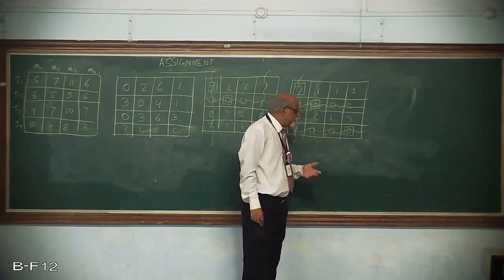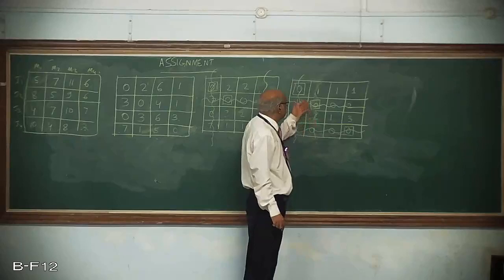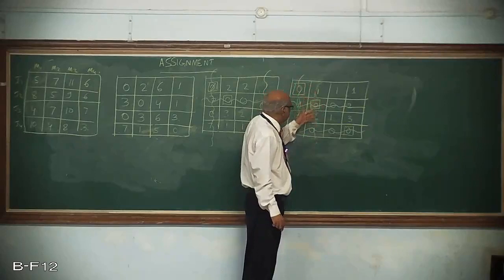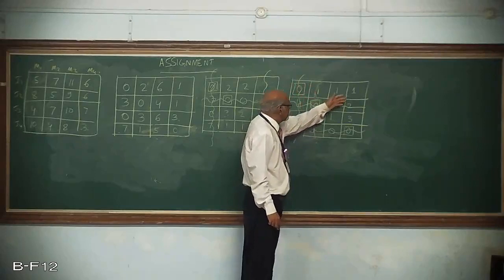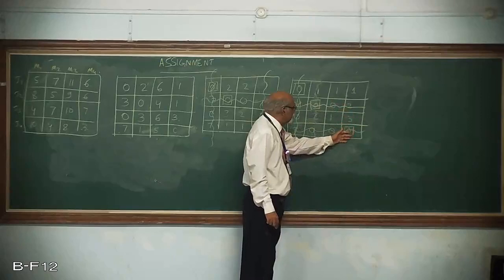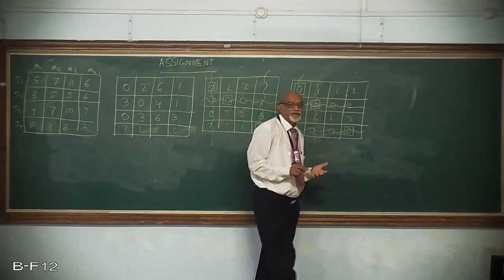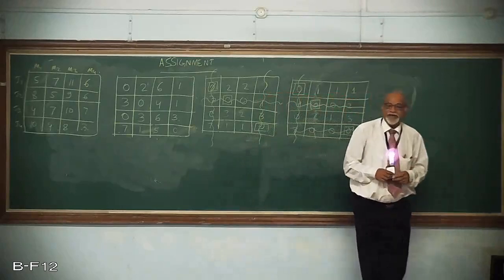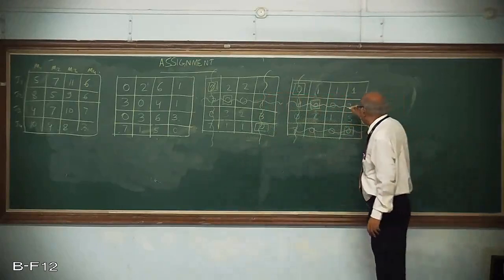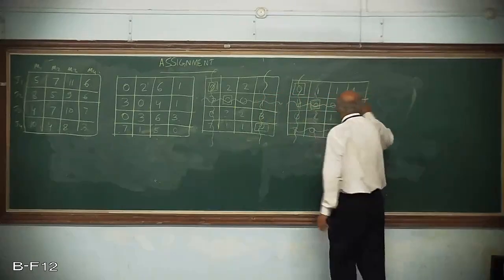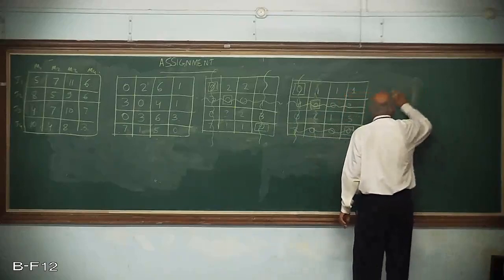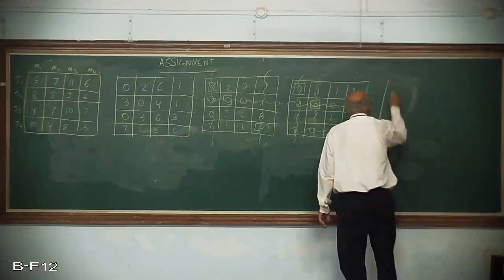But again something is not right. The first row, first column, there is no problem. The second row, second column, no problem. Fourth row, fourth column, no problem. But the third row and third column are not assigned. So again it is to be revised. The optimal solution is not reached. Now again I am going to apply the same thing.